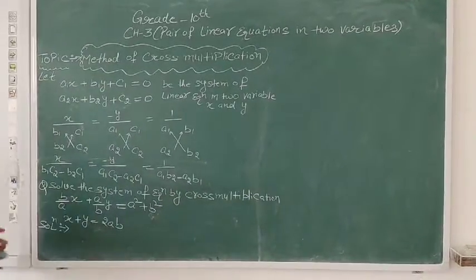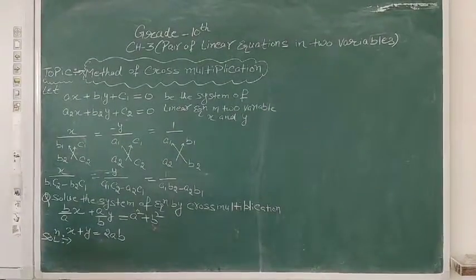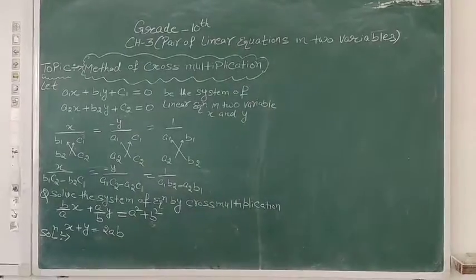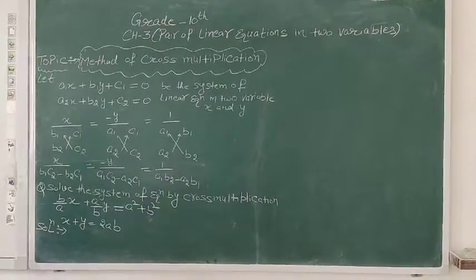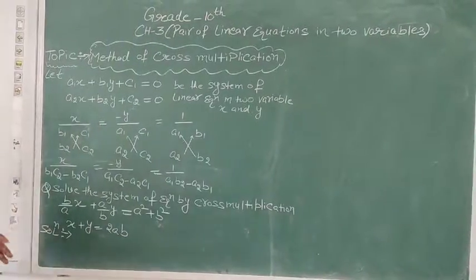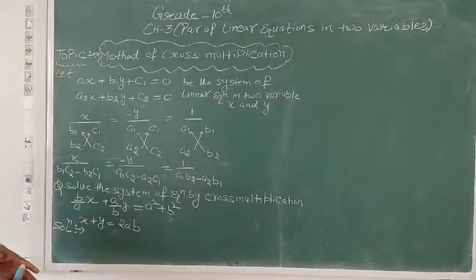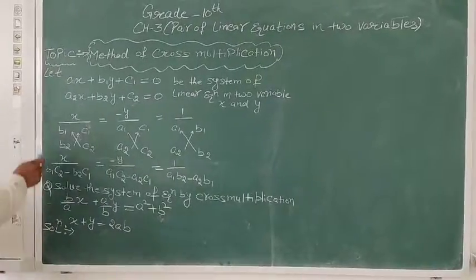It means how we can solve the system of equations by the cross multiplication method in order to find the values of the two variables. For this, it is important to understand and learn the formula. So what is the formula for cross multiplication? See, this is your formula.